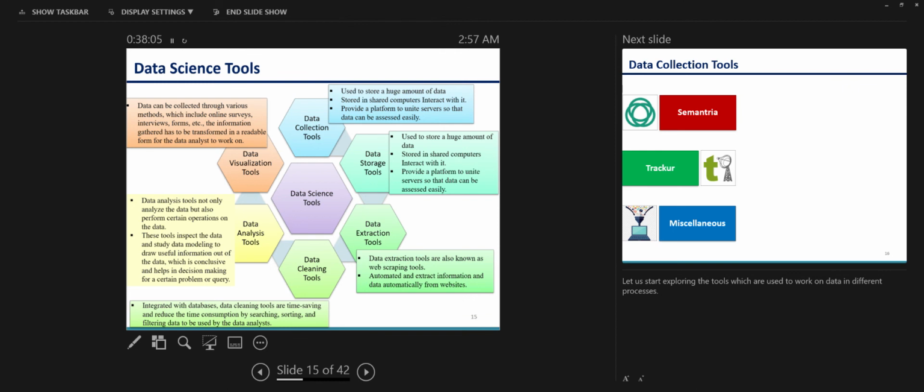And data visualization tools support visualizing the whole data results, which are collected through various methods including online services, interviews, forms and information gathered. Those data visualization tools provide visual results of what exactly we require and what we are going to do.